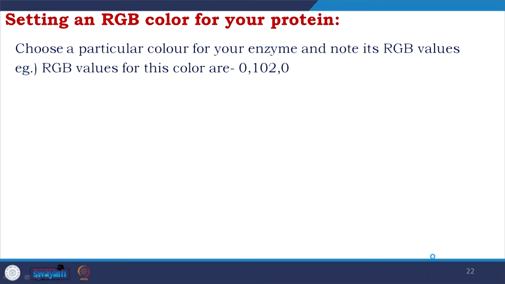You could provide color to the protein. You could choose a particular color for your enzyme and you could note the RGB values. RGB values are an excellent representation of color. R is red, G is green, and B is blue. Red, green, blue is RGB. So, providing the value of all three of them, the mixing gives you a new color.